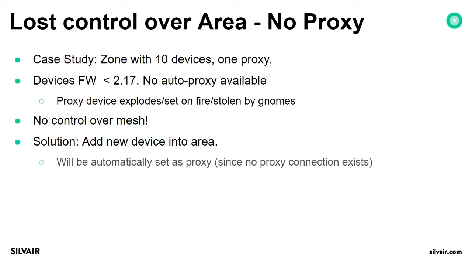The only viable solution is to add a new device into such an area, and this device will be automatically set as proxy, and this device will communicate to other devices. So it will restore your connectivity from the mobile phone to the mesh network.